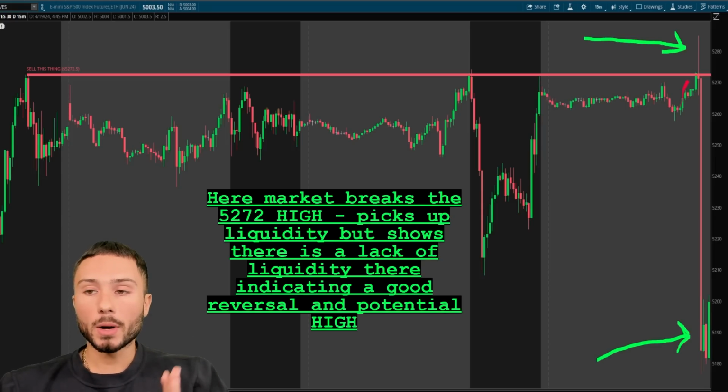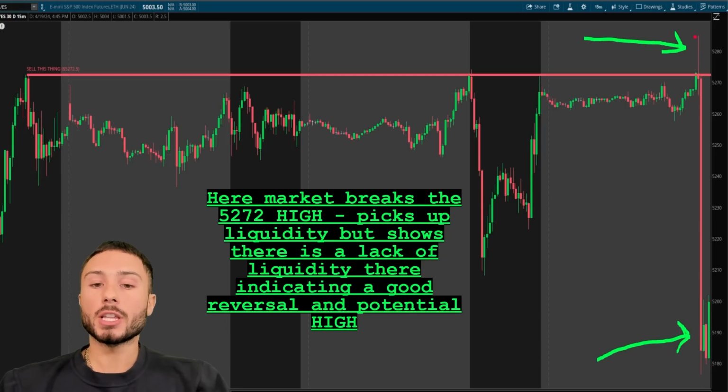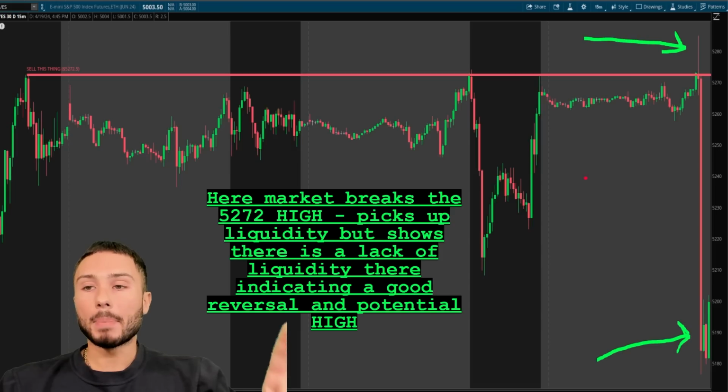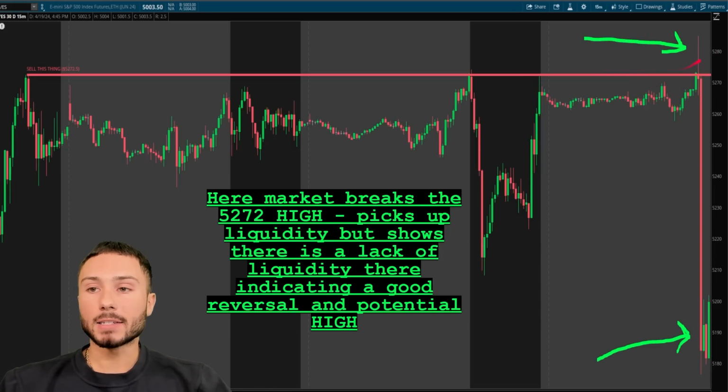It picks up liquidity by breaking it, and it shows there's a lack of liquidity there, indicating a good reversal and a potential high in the market at this upper green arrow, as we could see even an upper wick there, indicating there's not a lot of liquidity and there's some really aggressive sellers trying to bring the market lower.